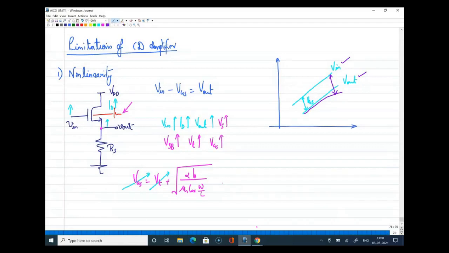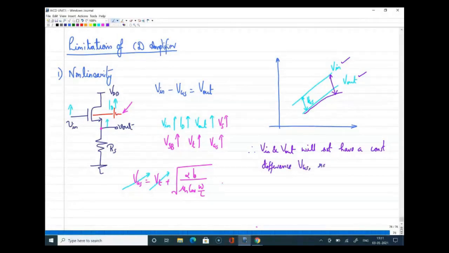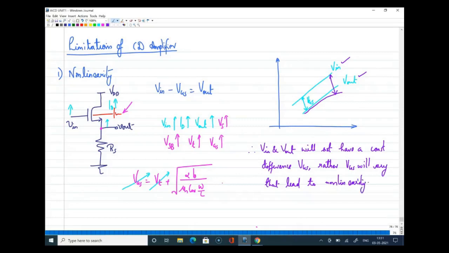So V in and V out will not have a constant difference VGS; rather VGS will vary, and that leads to some non-linearity. All right.